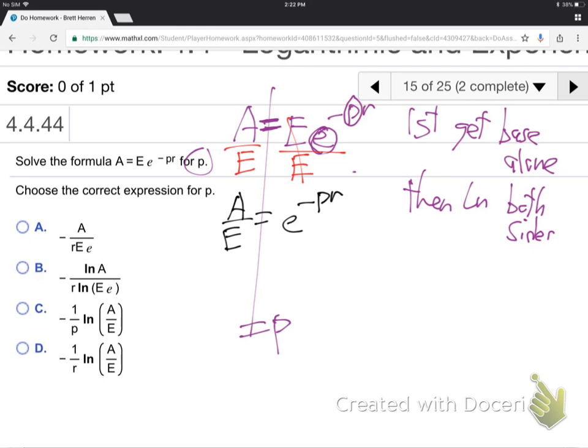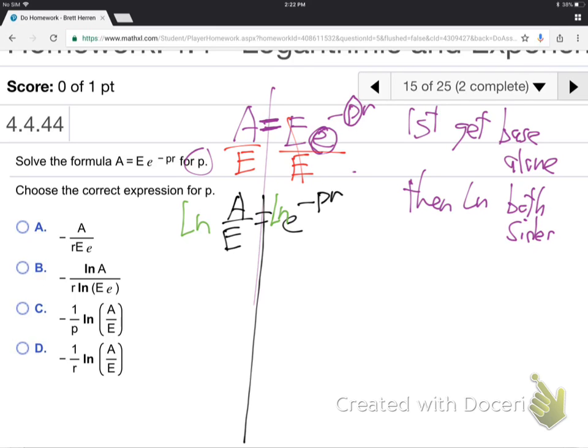Good so far? So first get that base alone. So the base is alone now. There's nothing in front of the little e. He's alone. Now take the natural log of both sides. Now's the time. So I'll just stick an ln on both sides.